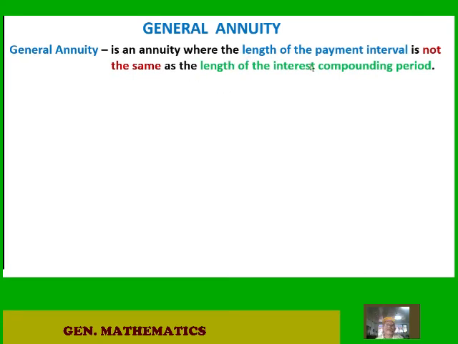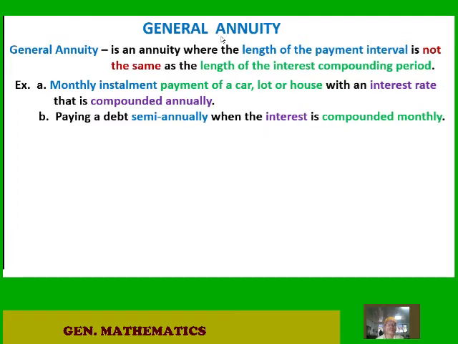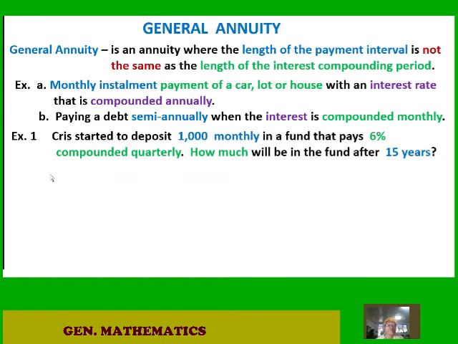An annuity where the length of the payment interval is not the same as the length of the interest compounding period. Examples of general annuity: monthly installment payment of a car, lot, or house with an interest rate compounded annually. Take note, the payment is monthly and the compounding period is annually. So they do not have the same length of interest compounding period. Paying a debt semi-annually when the interest is compounded monthly. So interest is compounded monthly. Paying semi-annually.